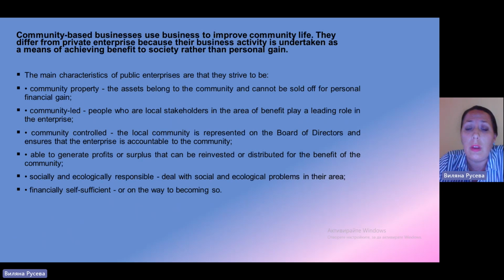Second, community-led: people who are local stakeholders in the area of benefit play a leading role in the enterprise. Third, community-controlled. The local community is represented on the board of directors and ensures that the enterprise is accountable to the community. Next, the organization is able to generate profits or surplus that can be reinvested or distributed for the benefit of the community. Socially and ecologically responsible, it deals with social and ecological problems in the area. And financially self-sufficient or on the way to becoming so.